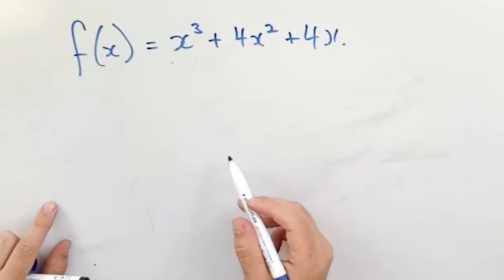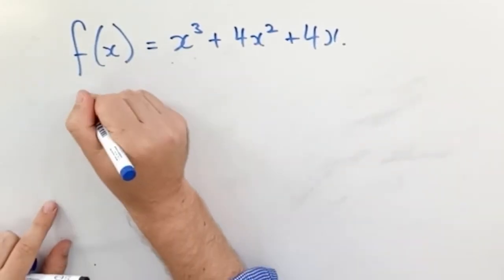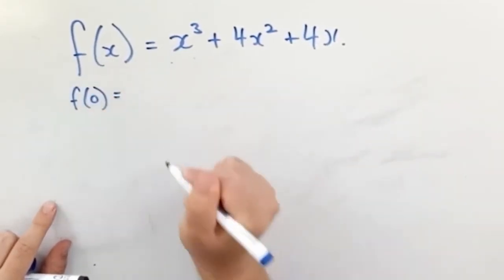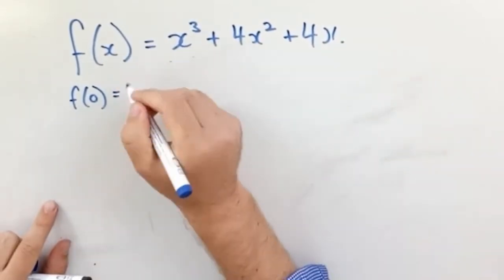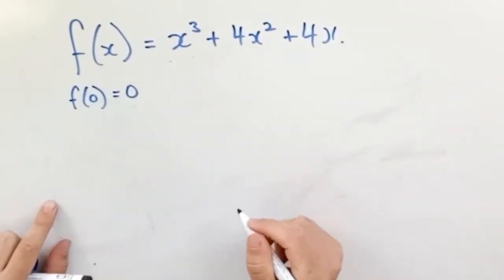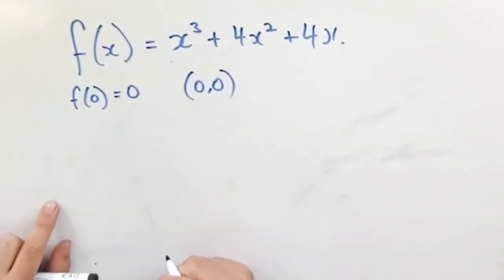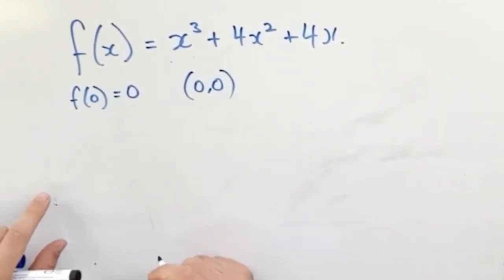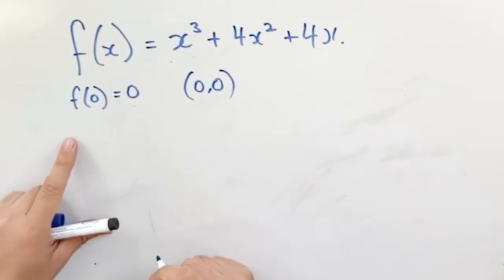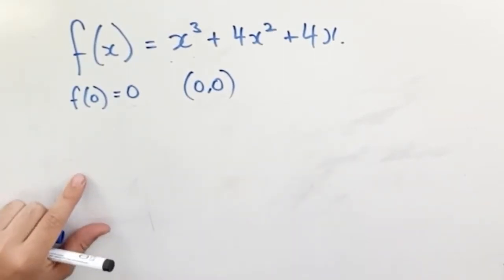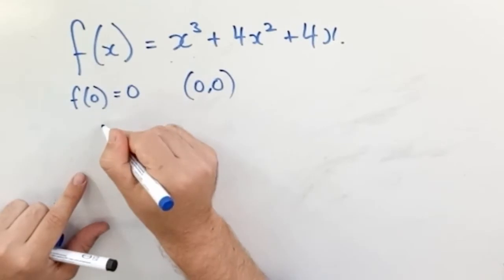Well, we know the y-intercept, don't we? So let's go f of 0. What's that going to equal? 0, 0, 0 gives me 0. Okay. We know that already. So we've got 0, 0, which gives us an x-intercept as well. So that's nice. What else do we know? Well, let's try and find the other x-intercepts if there are any.